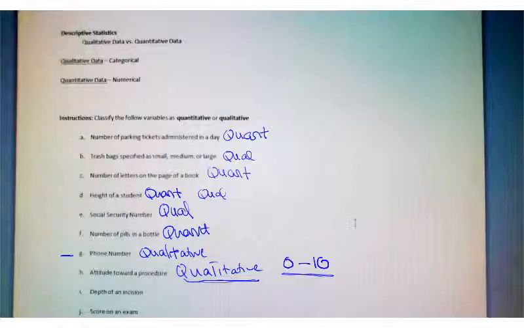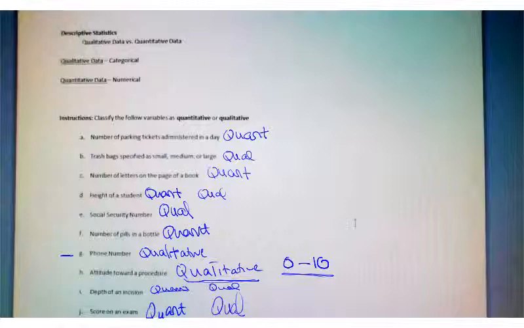Depth of an incision. This is another one that could be considered quantitative or qualitative. If you were thinking the exact depth of the incision in terms of inches or centimeters, then it's quantitative. However, if you were thinking a deep incision, a shallow incision, then it would be qualitative. Score on an exam. Again, if you're thinking in terms of percent, then most definitely quantitative. However, what if you were thinking ABC? That's categorical, and it would be qualitative.